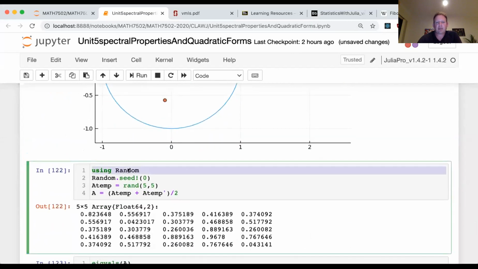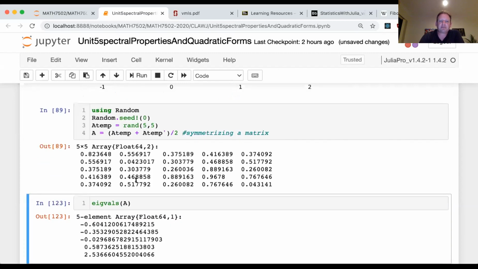Let's go here. Let's do random again, set the seed again. Take A temp to be a random 5 by 5 matrix and take A to be (A temp plus A temp transpose) over 2. This is called, kind of loosely, symmetrizing a matrix. The matrix A is now a symmetric matrix.